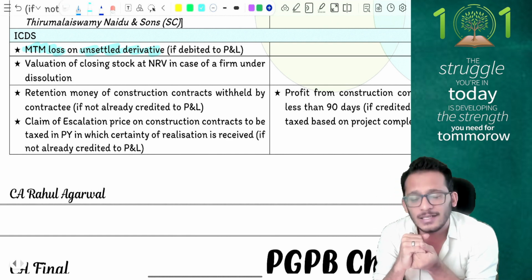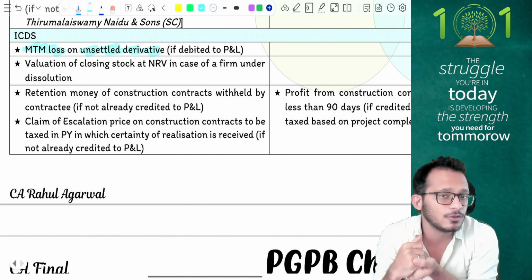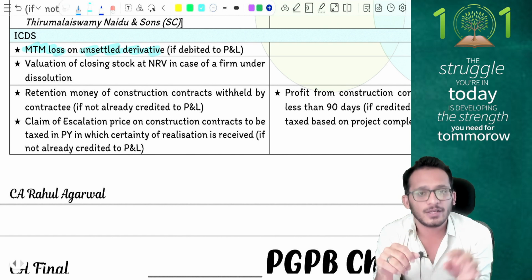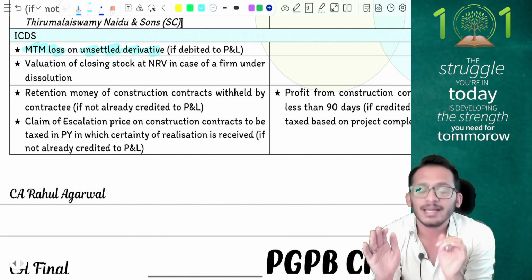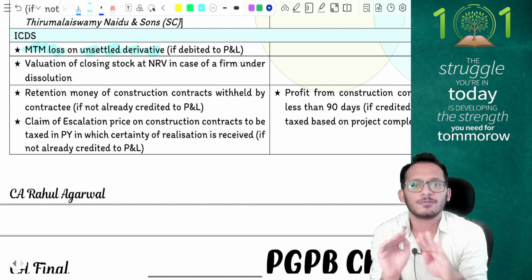Yes or no? Yes. So one classic question which is asked in exams in the past also people, that if the cost of the stock was showing 1 lakh rupees but the NRV showing 1 lakh 20, normally you will always account it at 1 lakh, so therefore there is no problem.